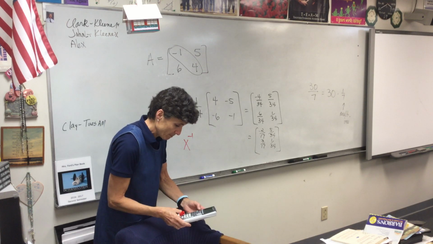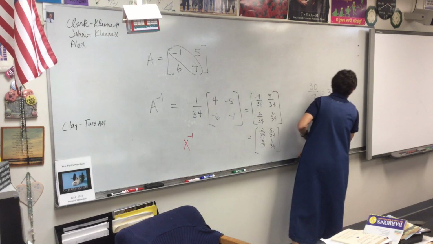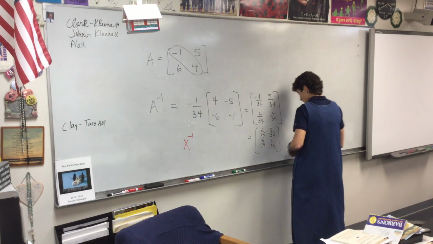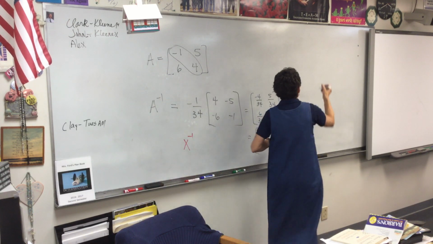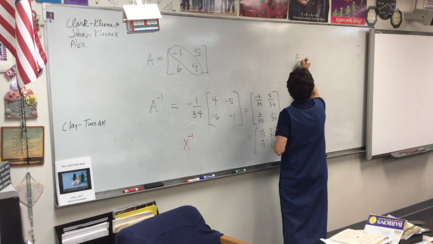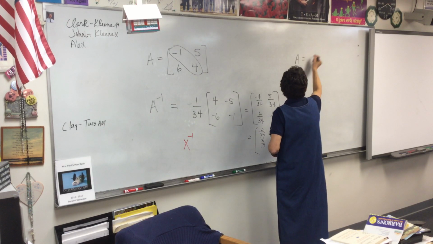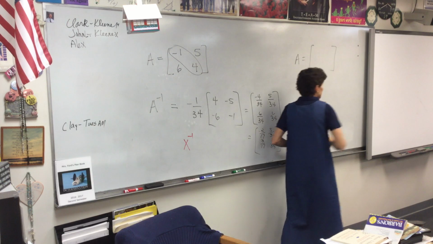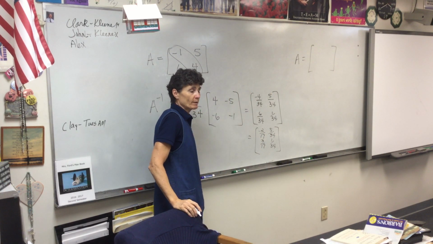So let's do another one by hand, and then we'll check it on our calculator, and then we'll do a 3 by 3 on our calculator. All right. So here we go. We're going to do another one by hand. This is not on the paper. This is a different quiz. All right. So first of all, we're going to find it by hand.